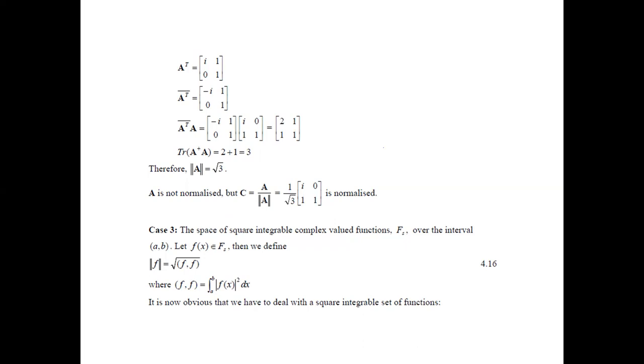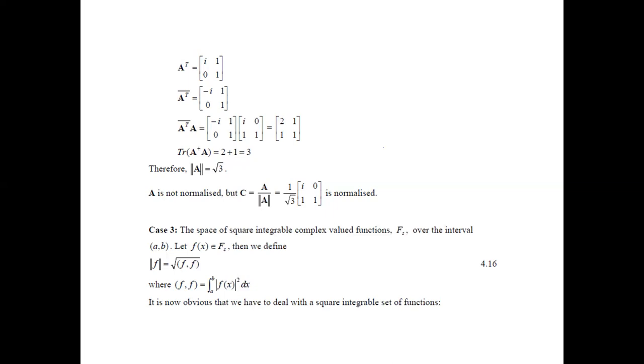Case 3, the space of square integrable complex valued functions over the interval A, B. Let f of x be in that space. Then the norm of f is the square root of the inner product of f with itself, where the latter is the integral from A to B of modulus of f of x squared.